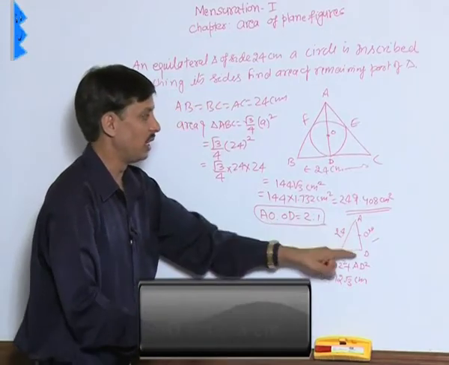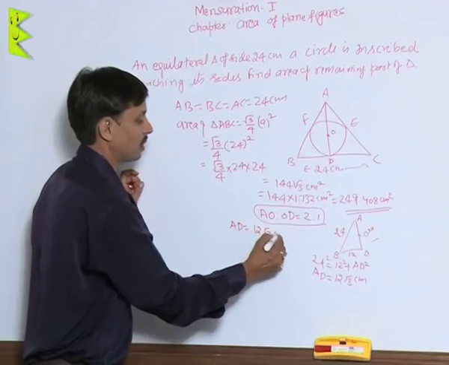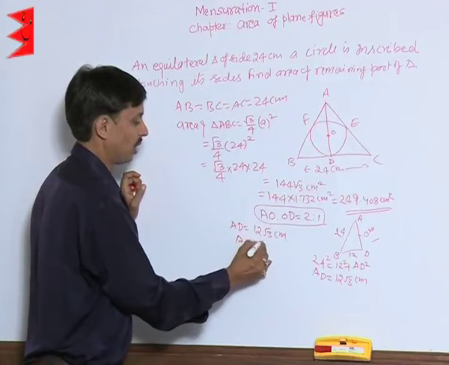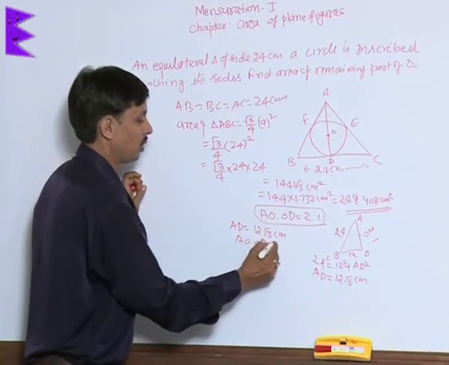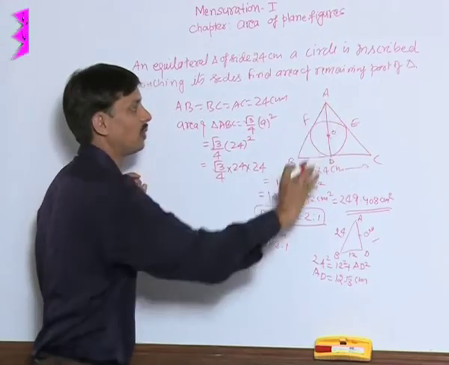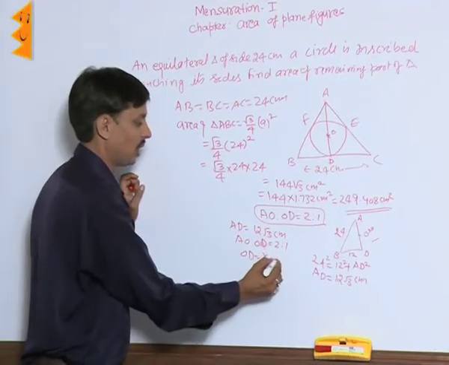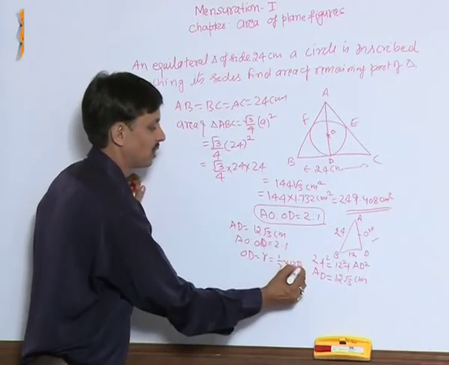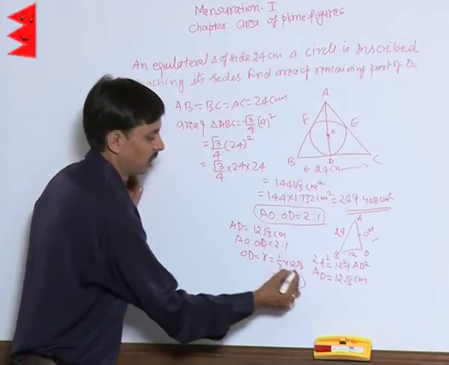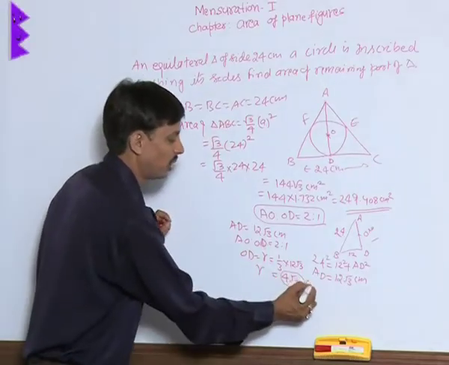Now the length of AD is 12 root 3 centimeter, and AO is to OD is 2:1. So clearly OD is 1/3 of AD. So the length of OD, which is equal to the radius of the incircle, is 1/3 of 12 root 3, which is the length of AD, and comes out to be 4 root 3. We have obtained the radius of the circle. The radius of the circle is 4 root 3 centimeter.